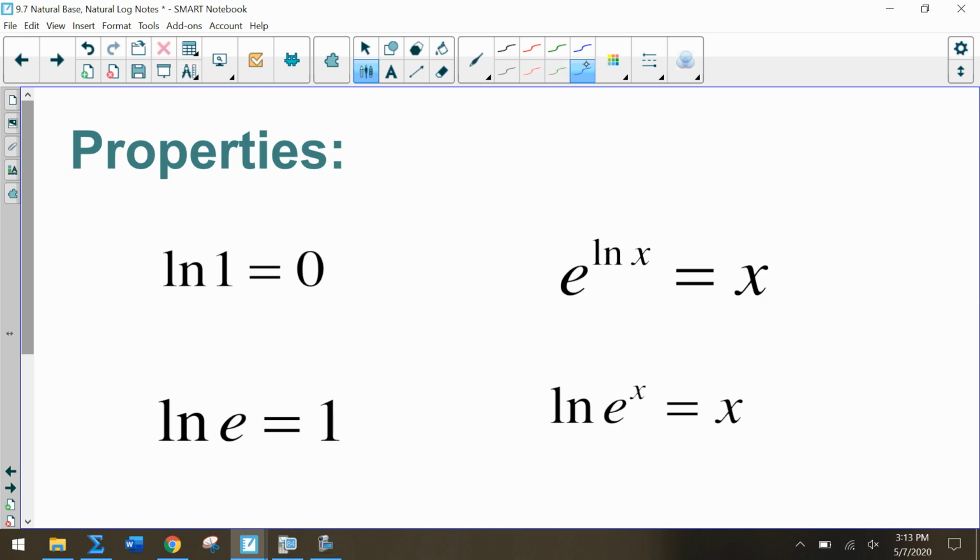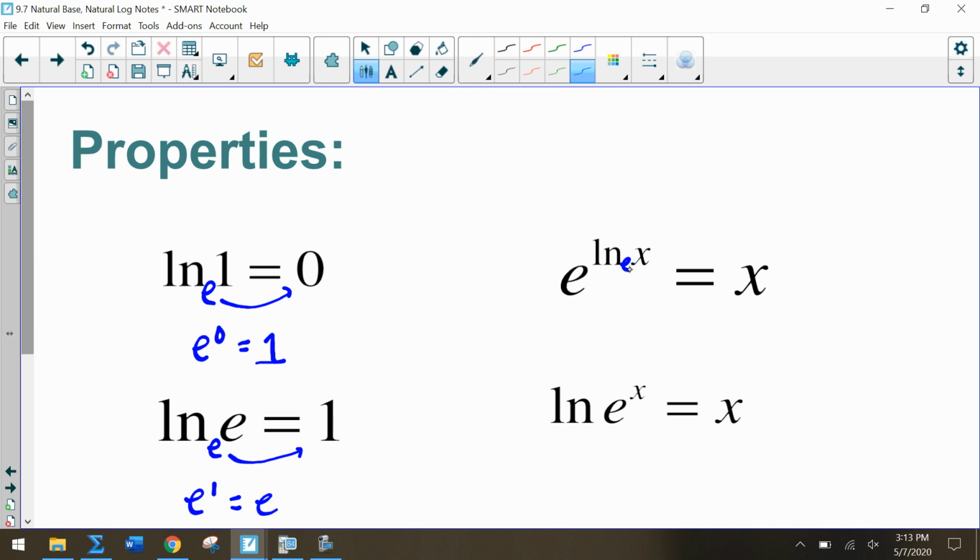So let's go through these properties. Ln of 1 is 0. So the base of the natural log is e. So e to the 0 equals 1. So ln of 1 is 0. And then if we look below, ln of e equals 1. So if I put that base e in there, e to the first power gives me e. So that's why ln of e equals 1.